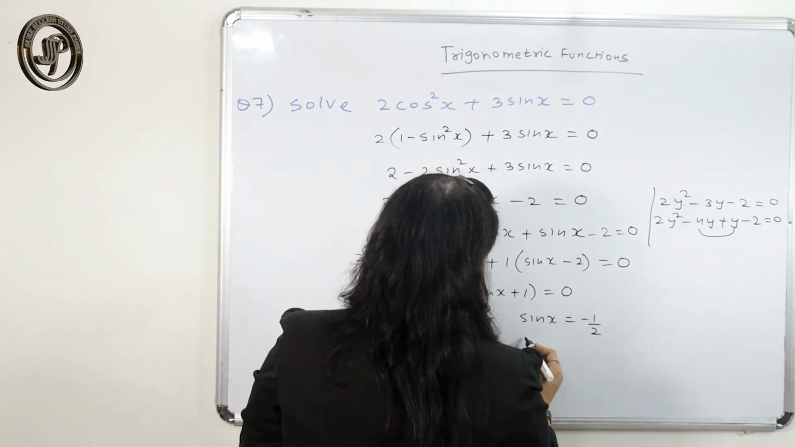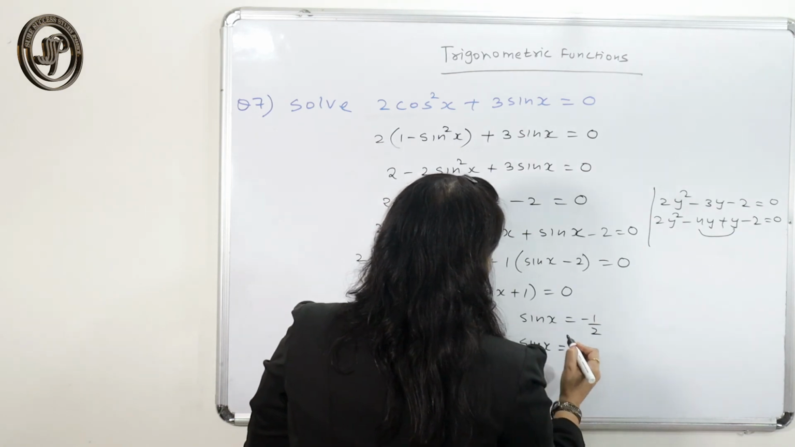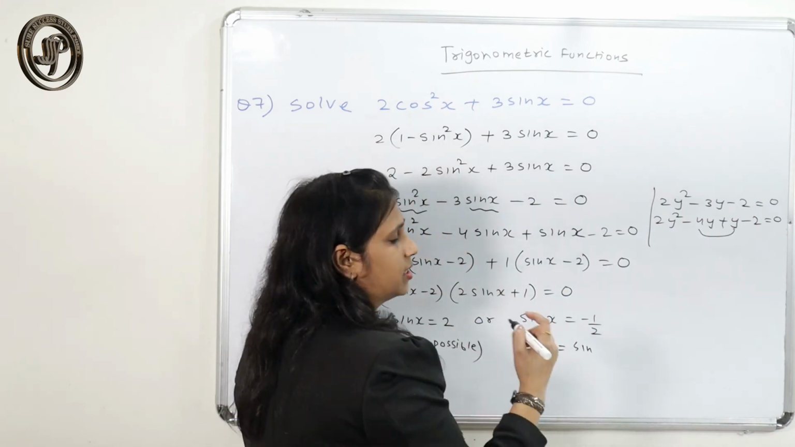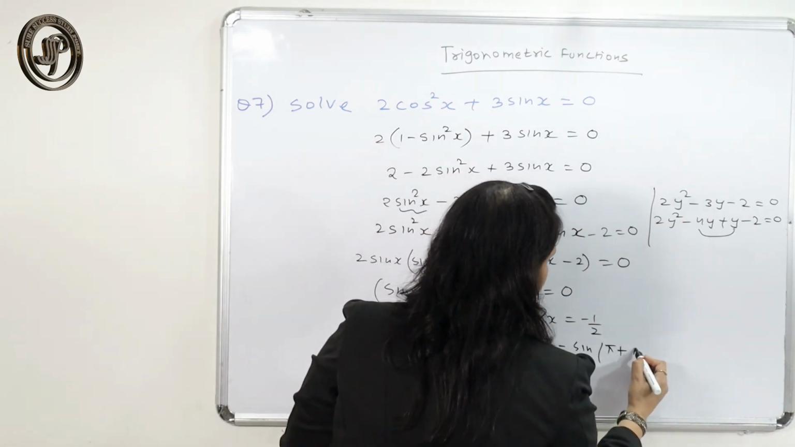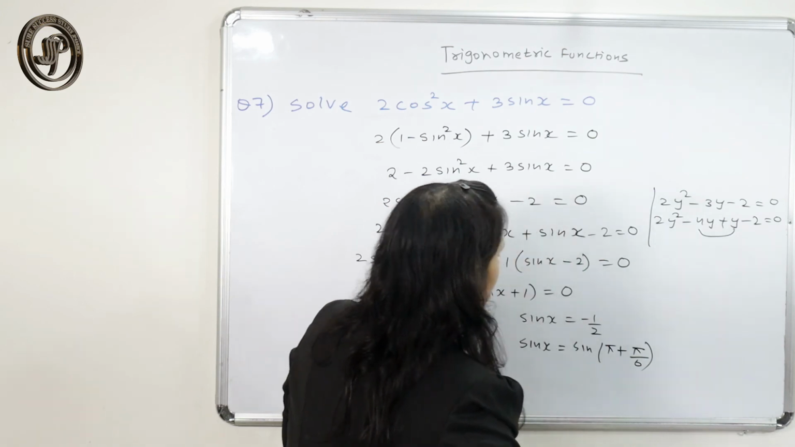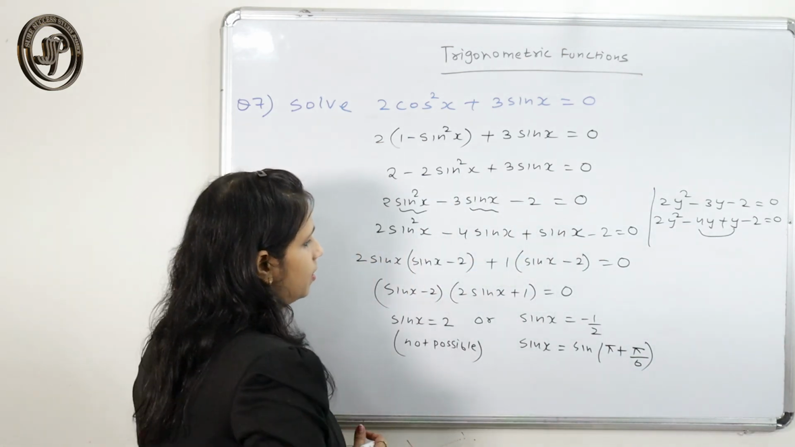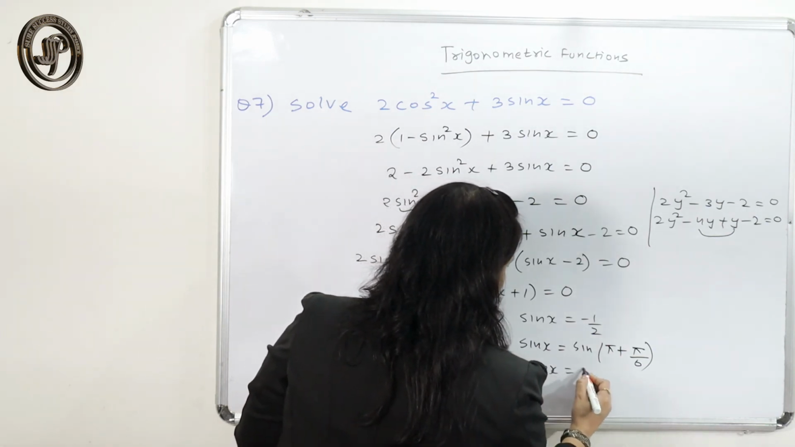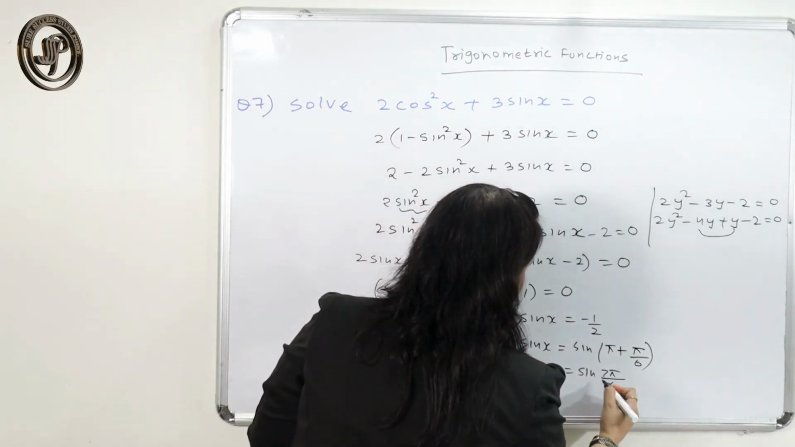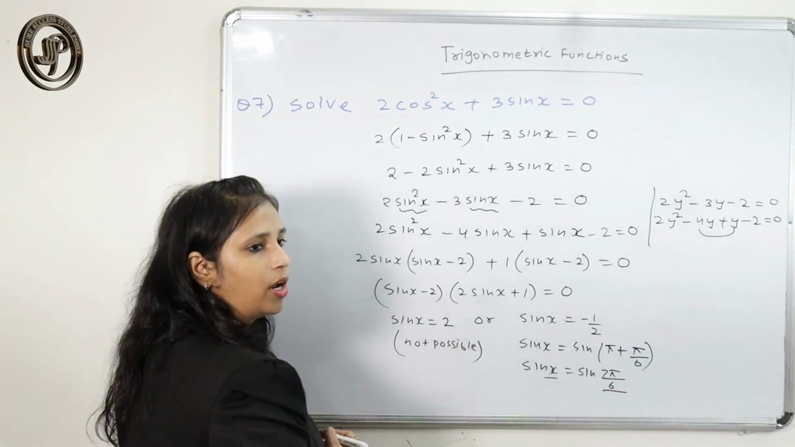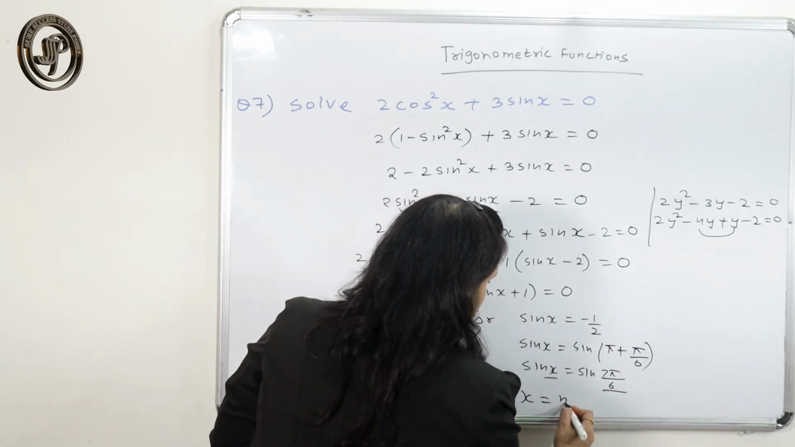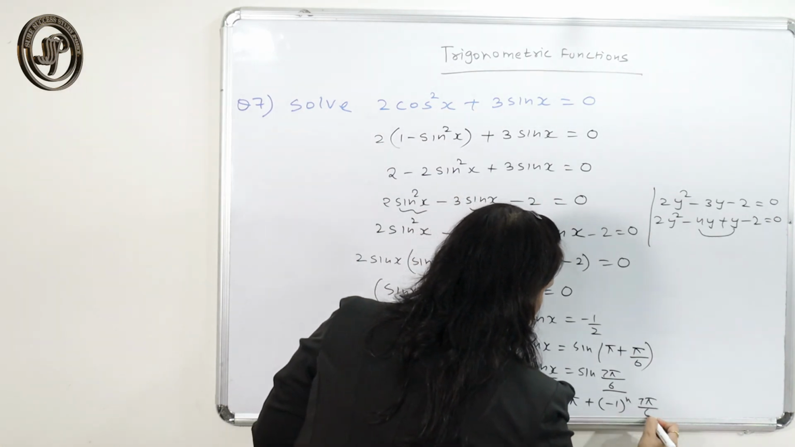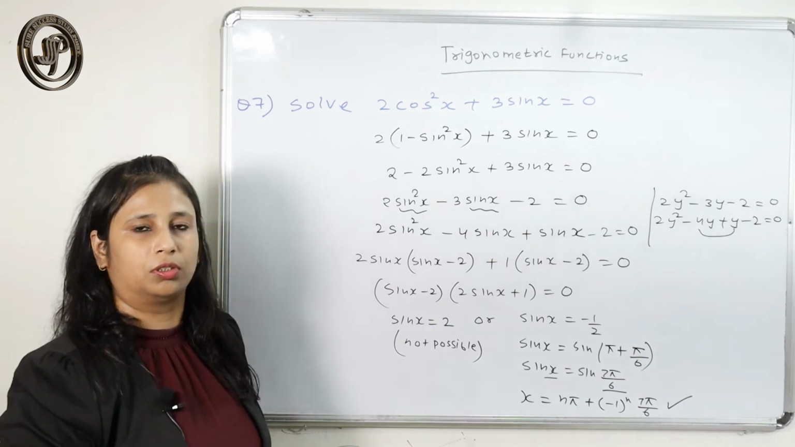Here you can solve this very easily. Sine x is equal to, yes, it is sine. If it is negative, what do we have to do? Pi plus. So you can write pi plus pi by 6, because sine 30 is 1 by 2. Now sine x is equal to sine 7 pi by 6. This is your theta, this is your alpha. Then theta is equal to n pi plus minus 1 raised to power n into alpha. So this is your solution.